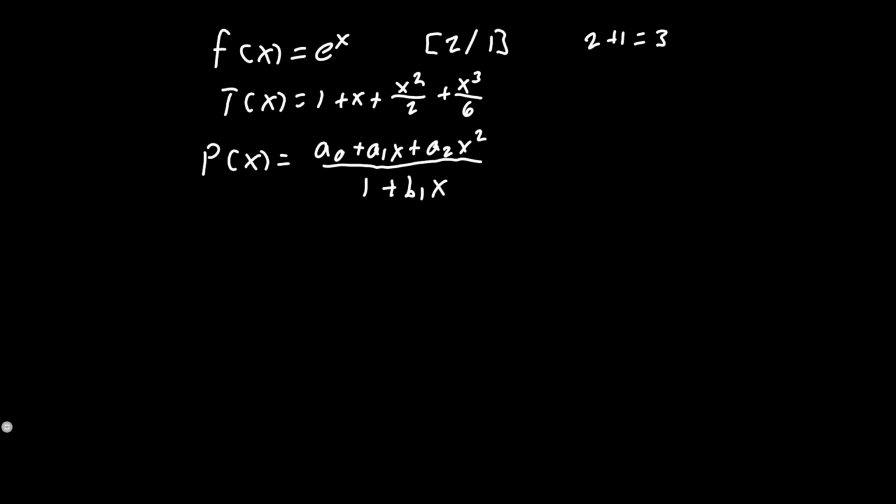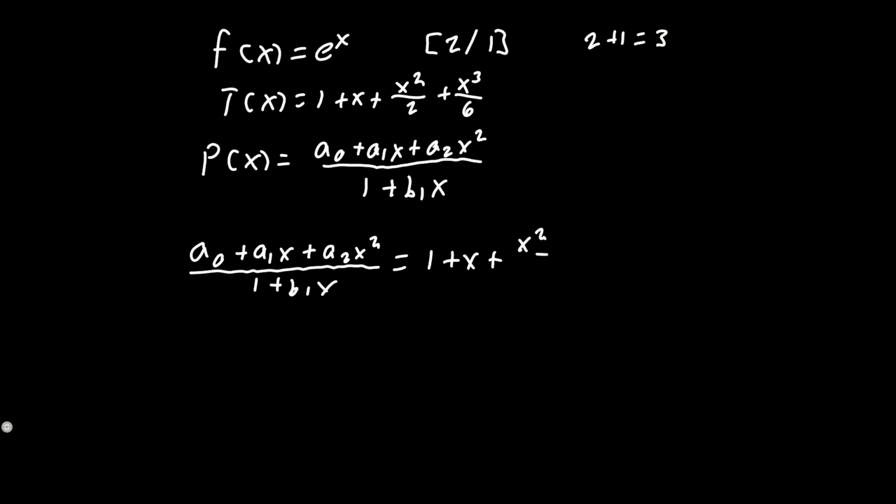And the main idea now is that we have to compare this and set it equal to the Taylor series. So we would have a0 plus a1x plus a2x squared all over 1 plus b1x equal to 1 plus x plus x squared over 2 plus x cubed over 6. And we're going to compare and solve a system of equations.